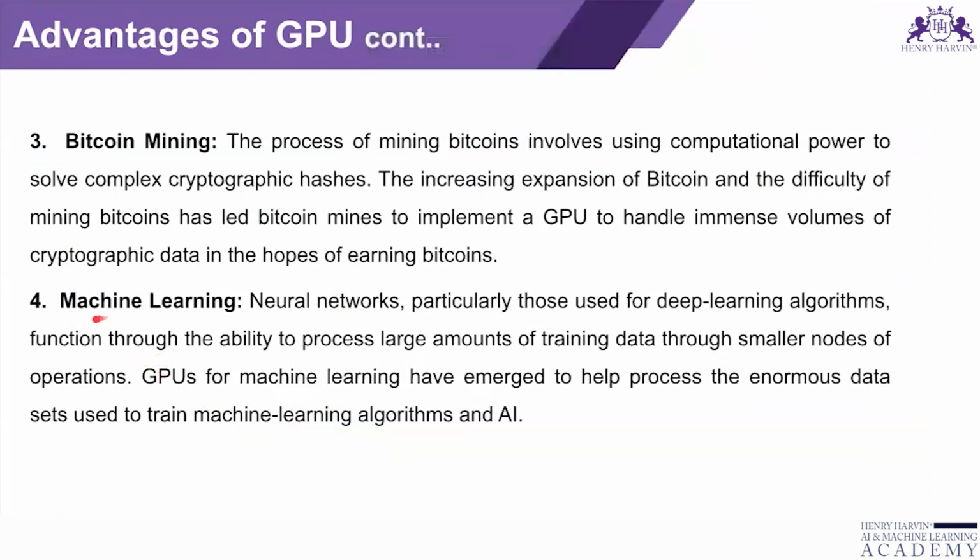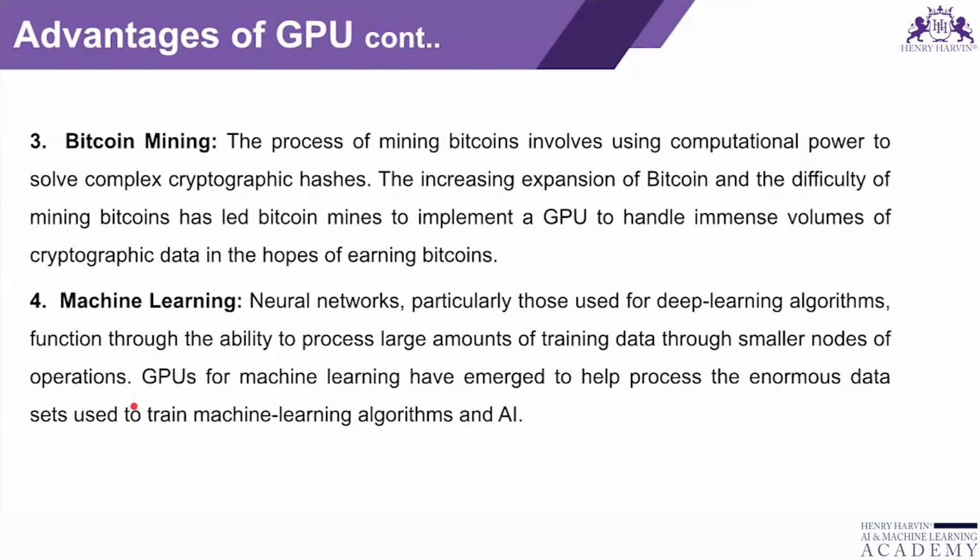We have heard about machine learning. Neural networks, particularly those used for deep learning, where we use GPUs, function through the ability to process large amounts of training data through smaller nodes of operation. GPUs for machine learning have emerged to help process the enormous data sets used to train machine learning algorithms and AI. So we are teaching the machine how to learn using the data. We have to process more data for analysis to get better results, to give more knowledge to the machine.